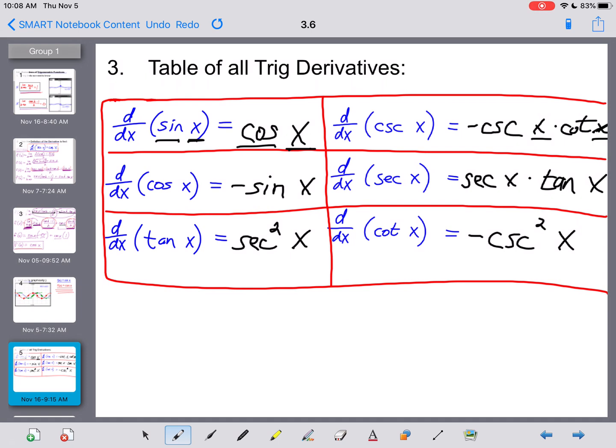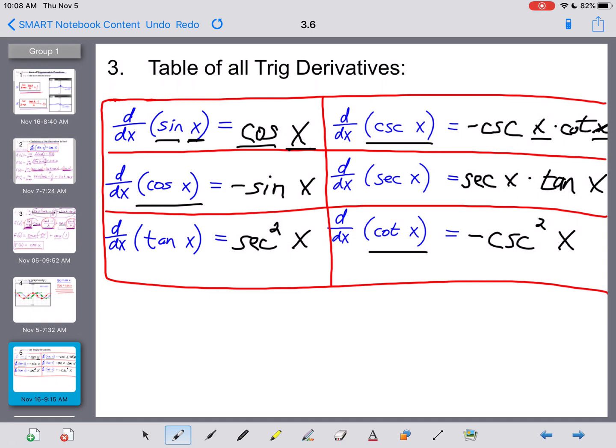The answer to that is 3, half of them. And furthermore, which ones are negative? The derivative of cosine is negative, the derivative of cosecant is negative, and the derivative of cotangent is negative. So what does that tell us, guys? All of the cosine, cosecant, and cotangent, all of the cos have negative derivatives. So that's kind of the first thing that I notice about this table.